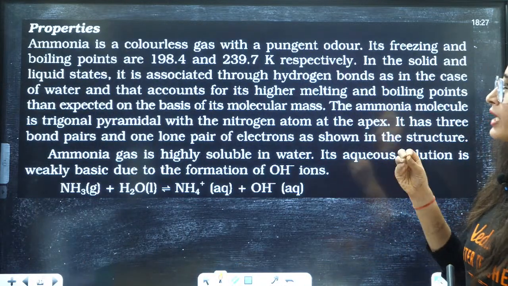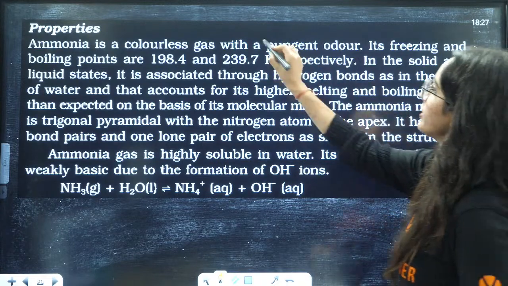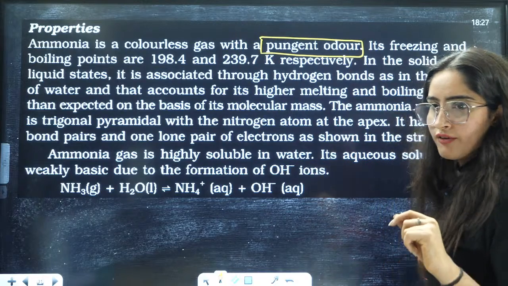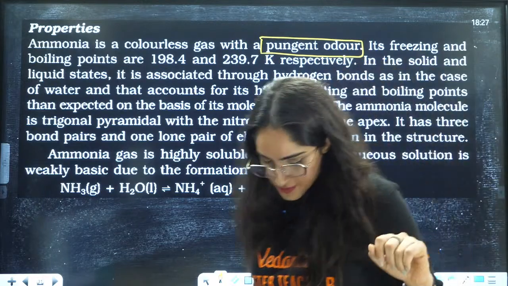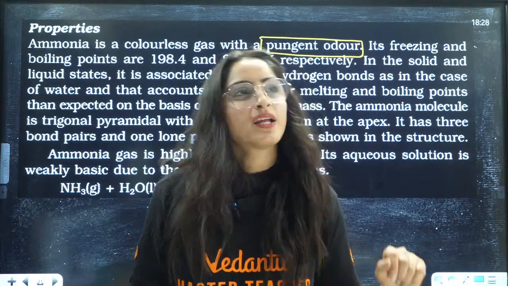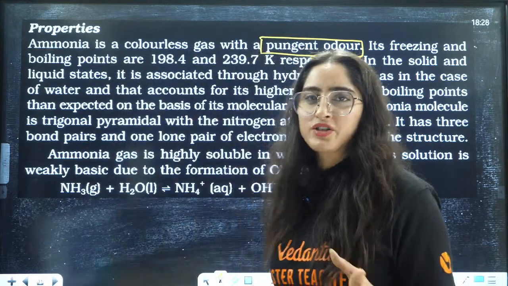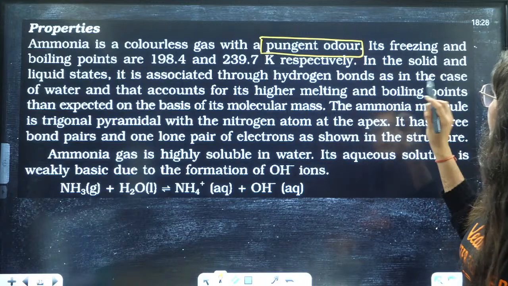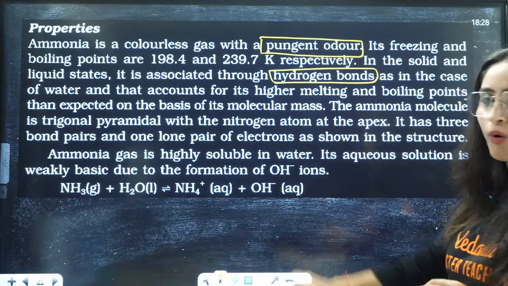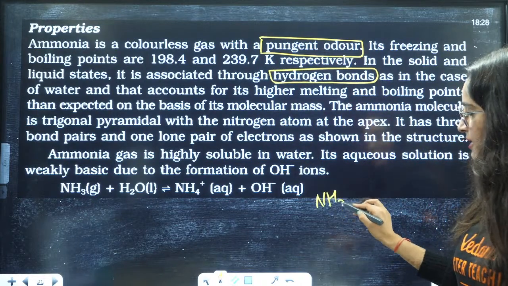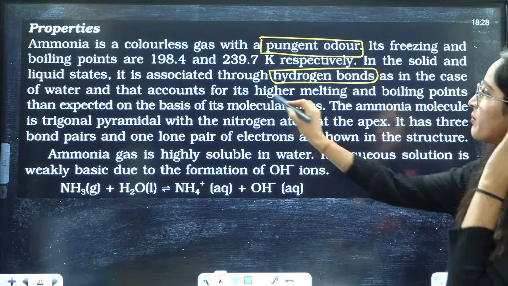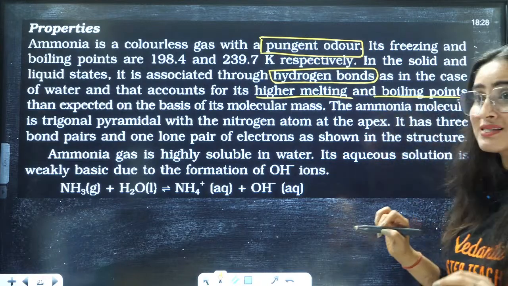Properties of ammonia. Ammonia is a colorless gas with a pungent odor, very stinging to your nose. If you have ammonia gas in the lab, you can easily say that this is ammonia, because of the very pungent smell. In the solid and liquid state, it is associated through hydrogen bonds. NH3 definitely has hydrogen bonds. As in the case of water, that accounts for its higher melting and boiling points than expected.